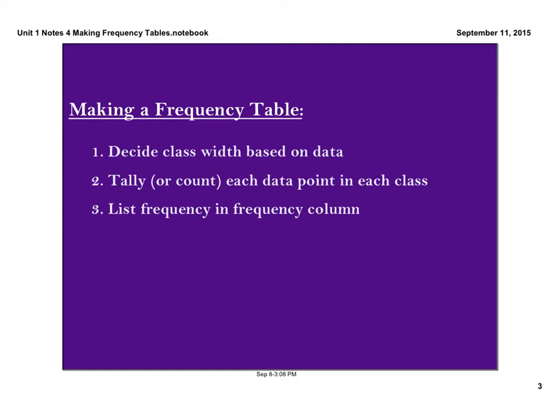So when you're making a frequency table, that's your process. You're going to decide the class width based on the data. Then you're going to tally for each interval. You're going to go across your data set and tally inside each interval where that data falls, and then list the frequency in a frequency column. Some people skip this tally section in the middle. It's up to you. If you have a really long data set, it can be hard to keep track of, but sometimes you don't necessarily need the tally section.